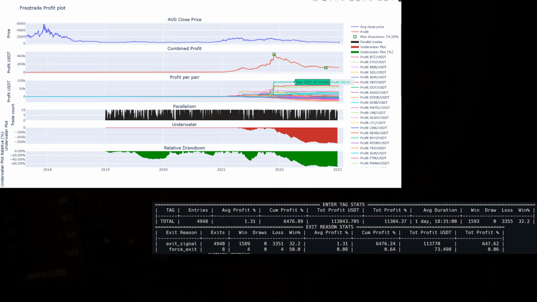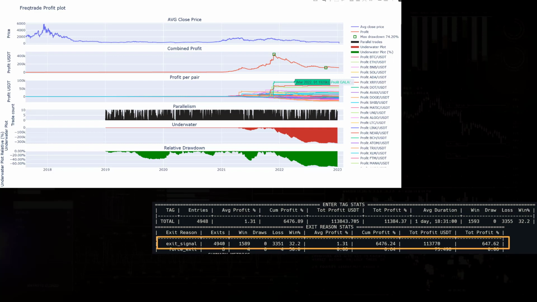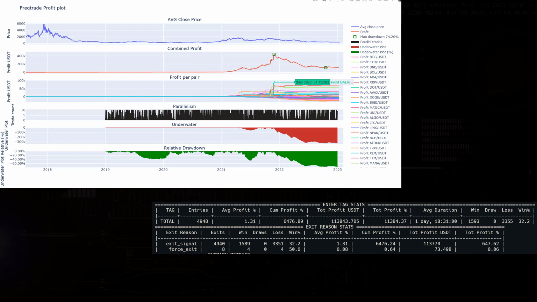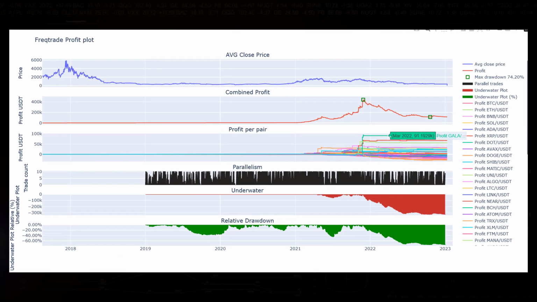Since the ROI has been disabled by using an insanely high percentage amount, the only exit signal comes from the configured indicators here. And as you can see, it has a high loss percentage. But if it catches bullish moves, it rides them out until the very end, so it seems. And this also can be seen on the profits plot.